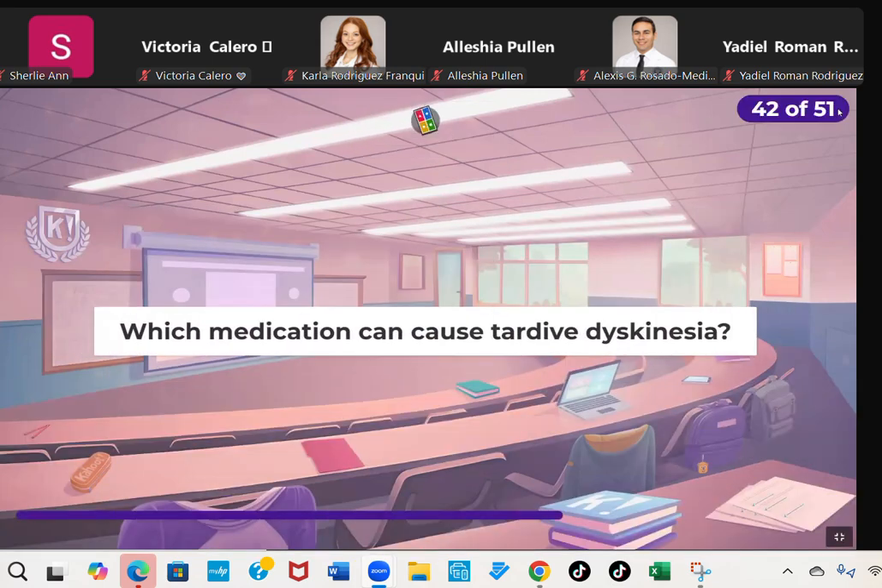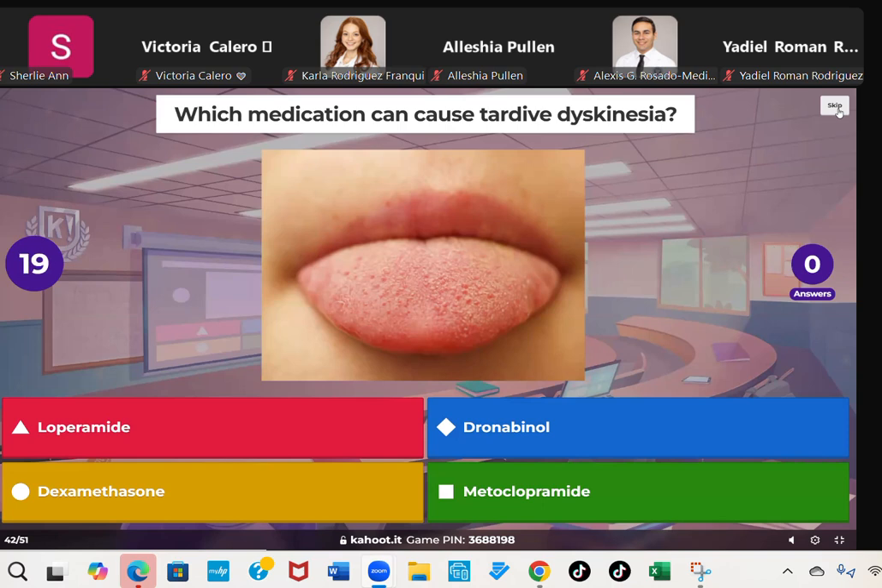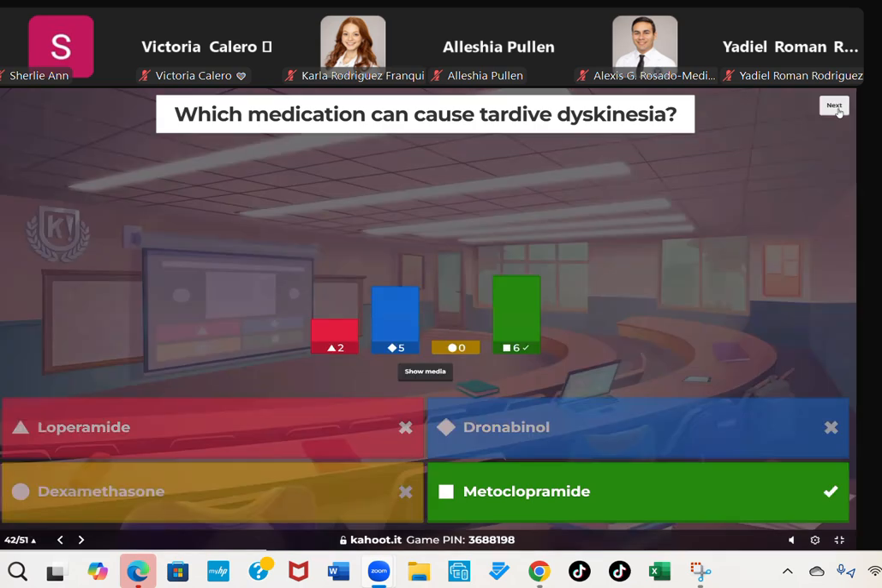Which medication can cause tardive dyskinesia? Loperamide, dronabinol, dexamethasone, metoclopramide. Right? So metoclopramide, due to its action on dopamine, can cause tardive dyskinesia, which usually presents as the lip smacking that I was sampling for you.